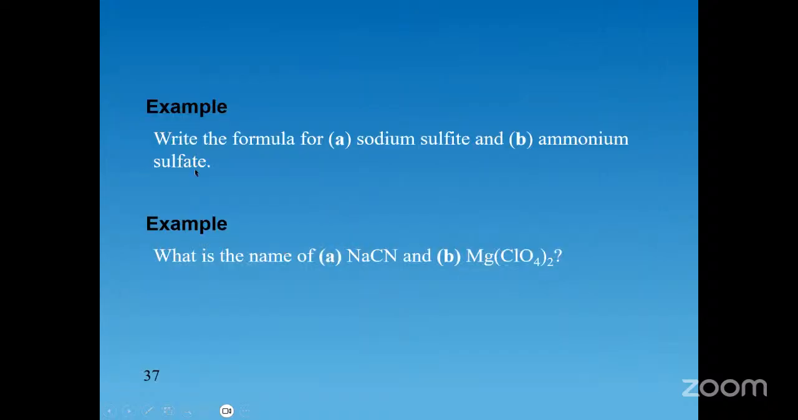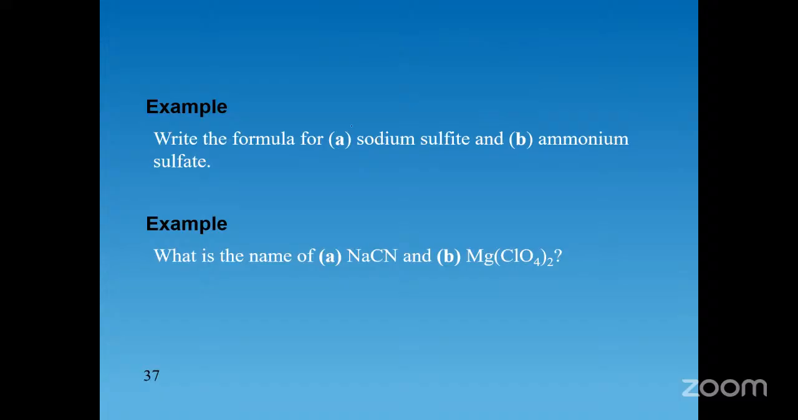So let's look at this question. Write the formula for sodium sulfite and ammonium sulfate. So you guys will have access to the tables. As I said before, I don't expect you guys to memorize these ions, but what you find is that, with continuous use of these tables, you find yourself memorizing them, all right? So don't be surprised if that happens.